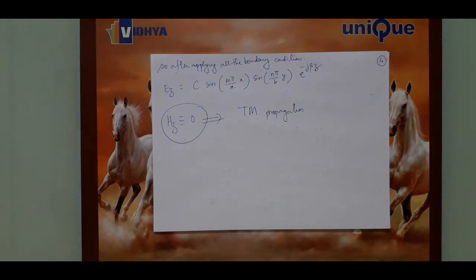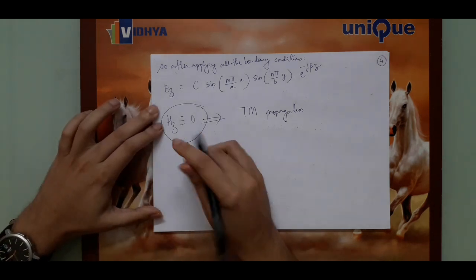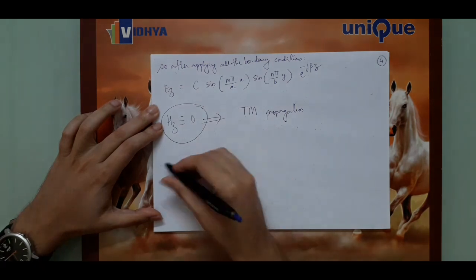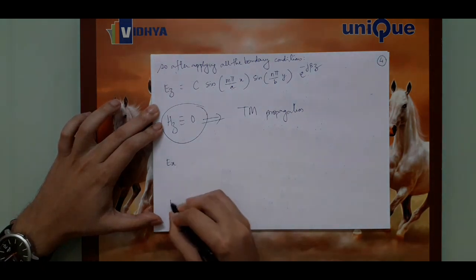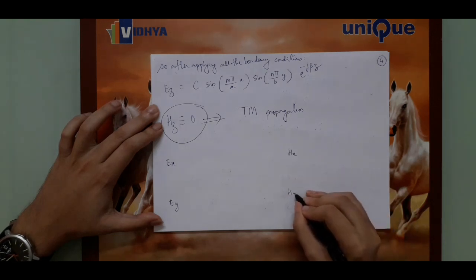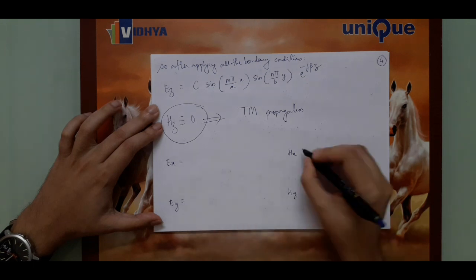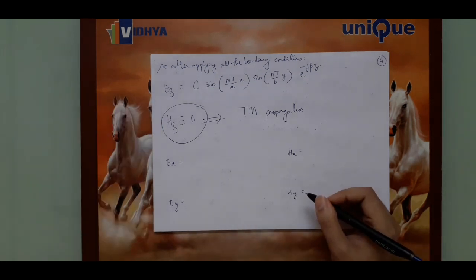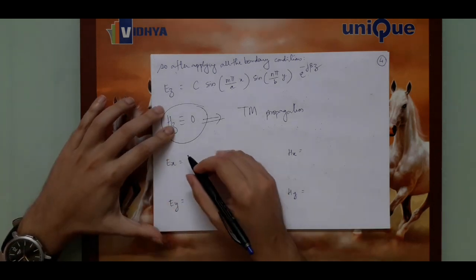Let's apply those equations. We had said that using Ez and Hz we will get Ex, Ey, Hx and Hy. There were 4 expressions. If you remember, we had expressed them in terms of beta, which would be something like this.